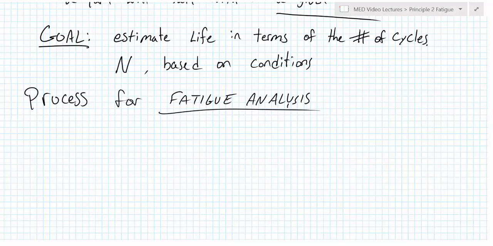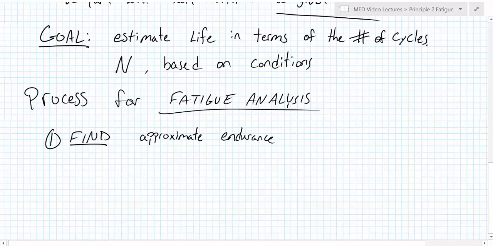So the process begins with finding an approximation for the endurance strength. This value we're going to call SE prime. Second, we need to modify that approximate endurance strength to be a more accurate or a true endurance strength.